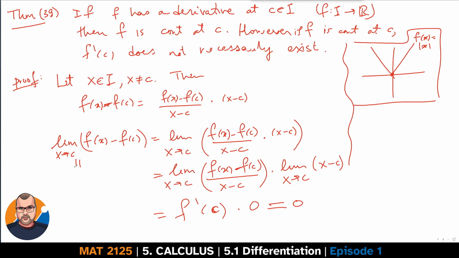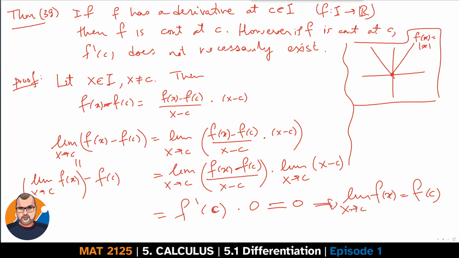I can, through the properties of the limit, distribute the limit again. So I end up with the limit when x goes to c of f at x minus, well, the limit when x goes to c of a constant function f at c. So it gives me f at c. That's equal to 0. And so what I have is that this expression is equal to 0, from which I conclude that the limit of f when x goes to c is f at c. And that's exactly the definition of continuity. F is continuous at c.